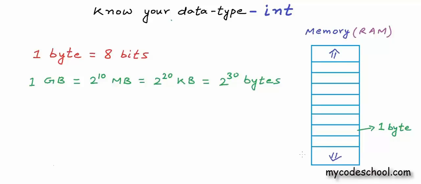In a typical architecture, each byte in the memory would have an address. Let's assume that somewhere deep down here, we have a byte with address 1, and the address is increasing as we are going towards the top. Let's assume that this particular byte has address 200. So the next byte would have address 201, and the next one would be 202, and the next one would be 203, and we will go on like this.